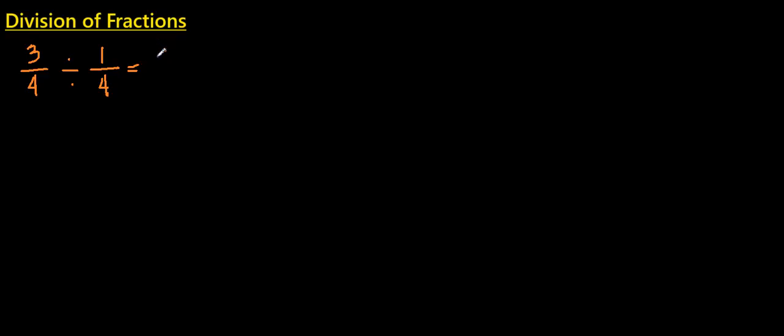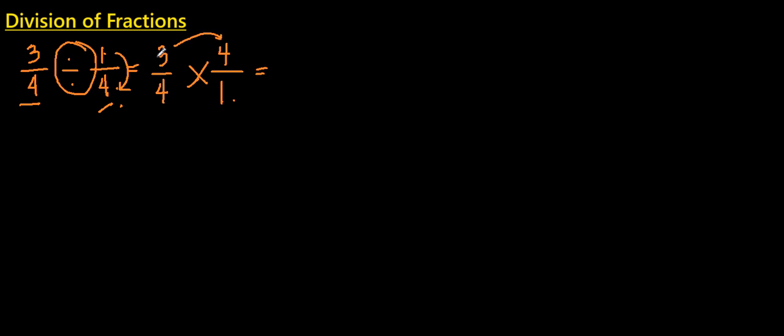For today's video, we're going to learn about division of fractions. So the first step in division of fractions, you just have to copy the first fraction, 3/4, then reciprocate the second fraction. When we say reciprocate, you put the denominator on the numerator, and the numerator on the denominator, then change the sign from division to multiplication.